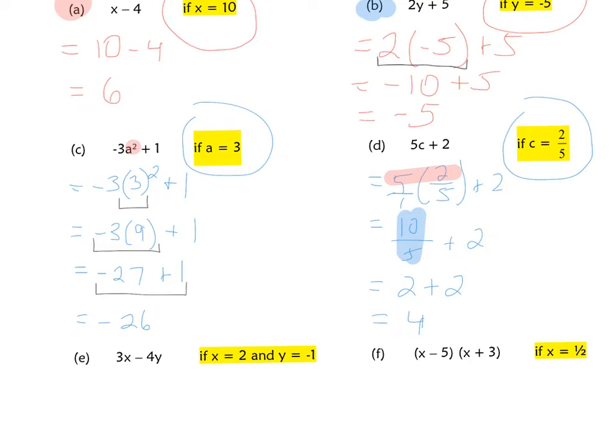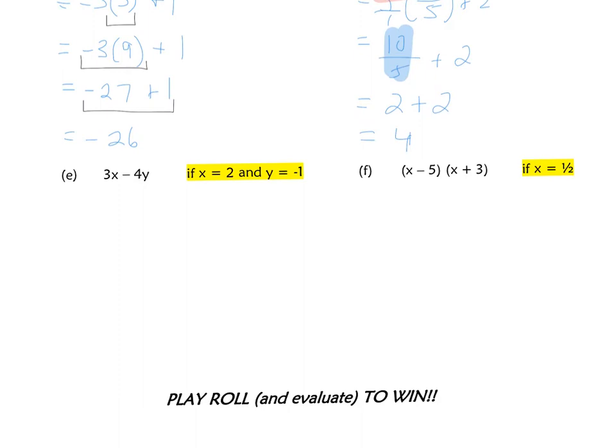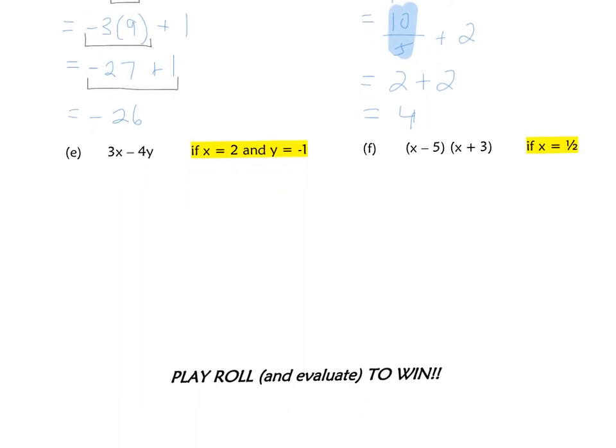Okay, and now we will move down to the last two here. So on E, we actually have 2 variables. So if you look here, we have x equals 2 and y equals -1. So let's do this one.